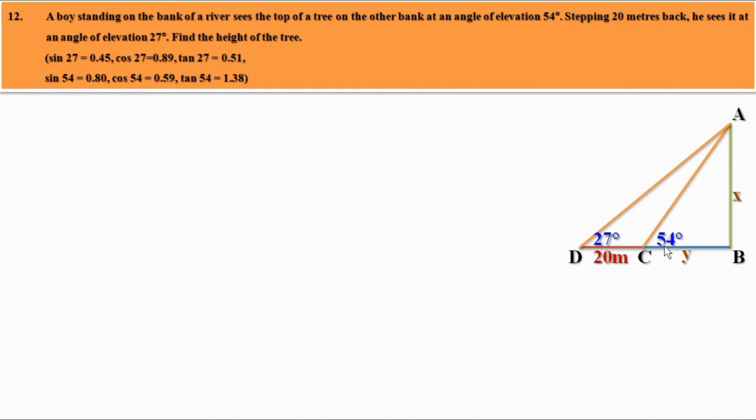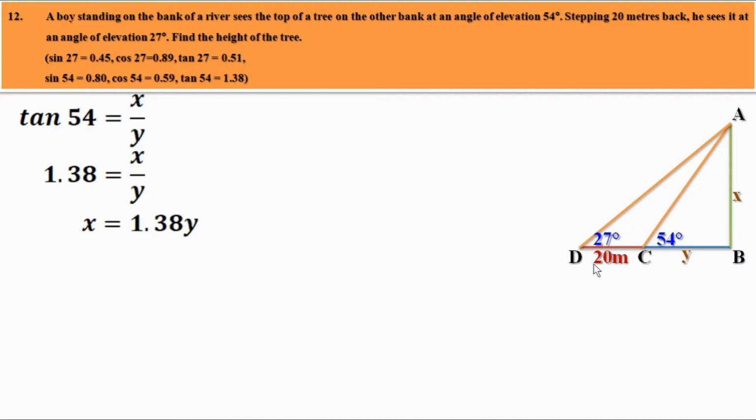From the right angle triangle ABC, tan 54 equal to opposite side by adjacent side, that is x by y. Now given that the value of tan 54 is 1.38, replacing we can write 1.38 equal to x by y. And we can write it as x equal to 1.38y. So we have got a relation between x and y.